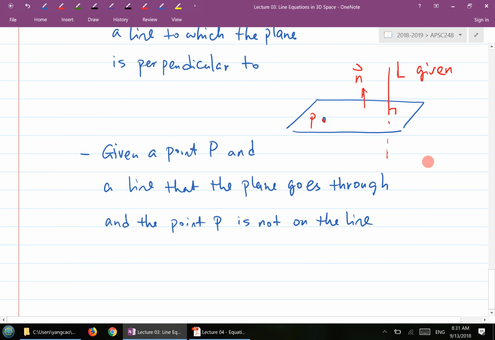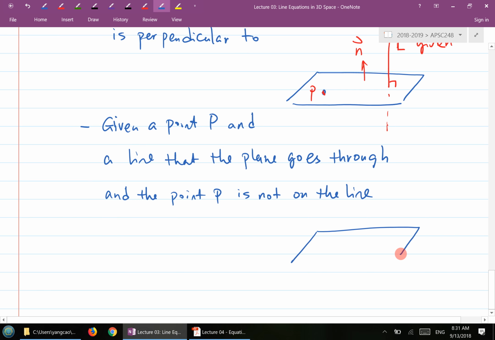So here's the illustration. This is the plane we're looking for. We're given a point P, and we're given a line L that the plane goes through. Then what will be this plane equation? That's the type of question over here.